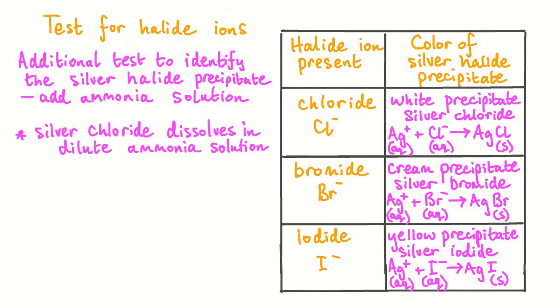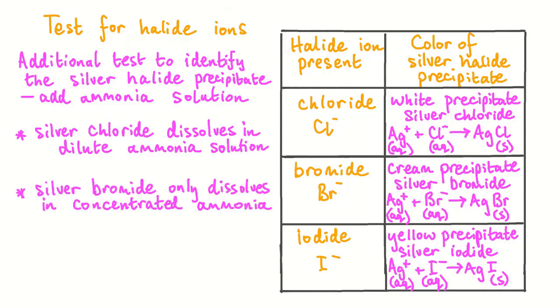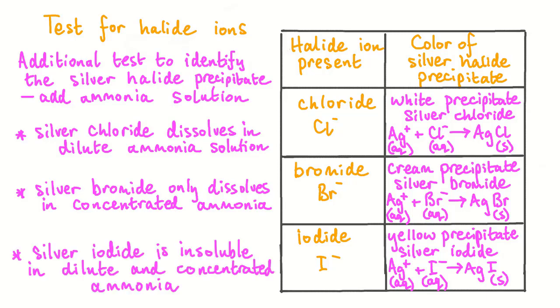Silver chloride dissolves easily if some dilute ammonia is added to the precipitate. Silver bromide only dissolves in concentrated ammonia solution. Silver iodide is insoluble in dilute and concentrated ammonia solutions.